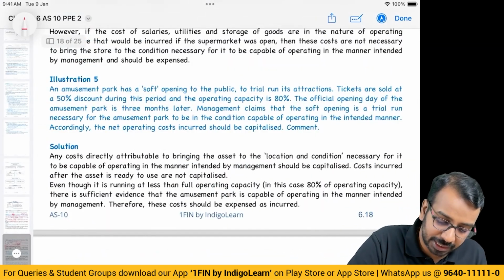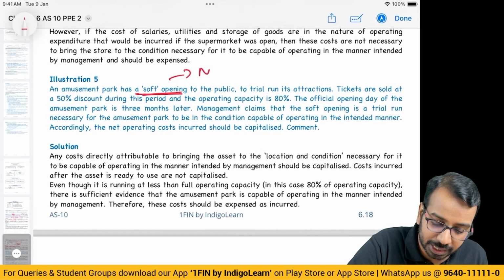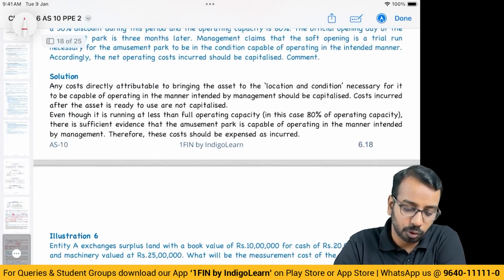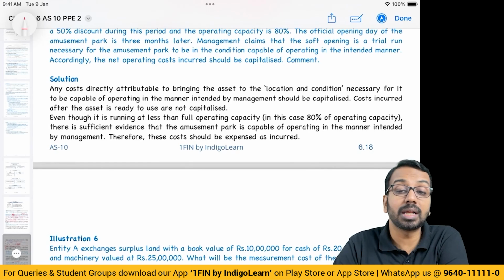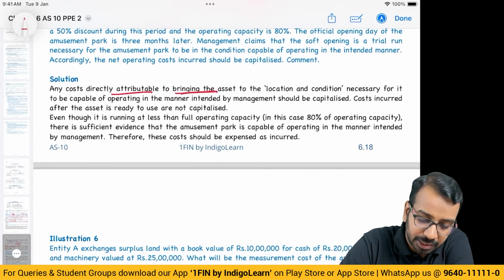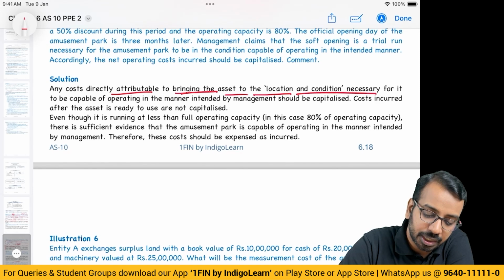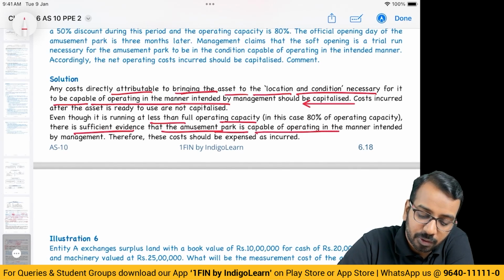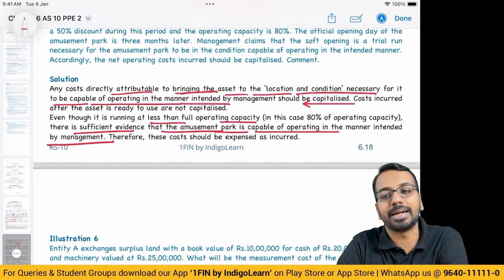This is also very important. Here it says soft opening. See, this is not trial. Okay, so once it is ready for use, any cost attributable to bring the asset to the location and condition for it to be capable of operating in the manner should be capitalized. Running at less than operating capacity, there is sufficient evidence that the amusement park is capable of being operated in the manner intended by the management.